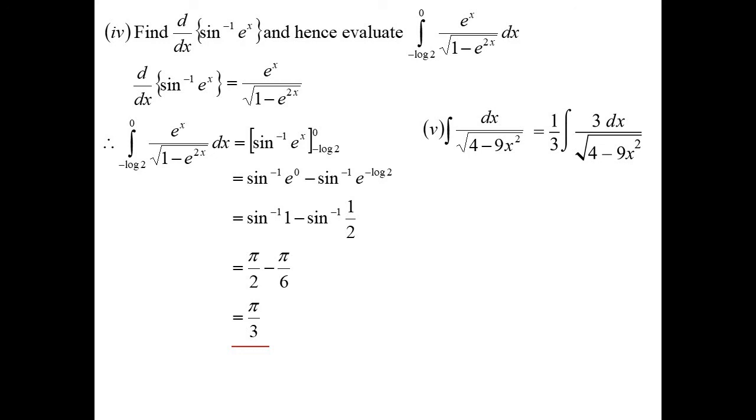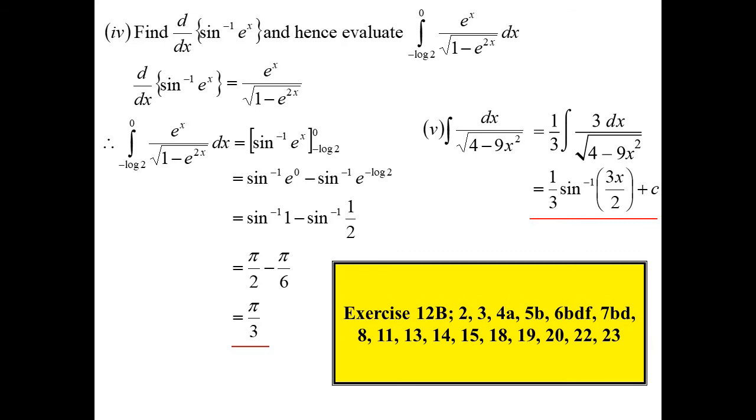So that gives me inverse sine of the function over a, in this case the square root of 4, which is 2. So I get a third inverse sine 3x on 2 plus a constant.